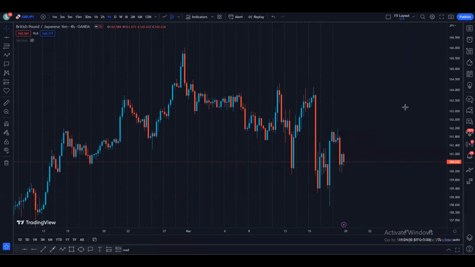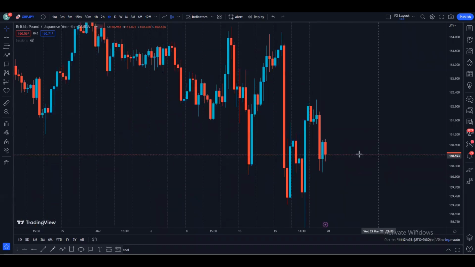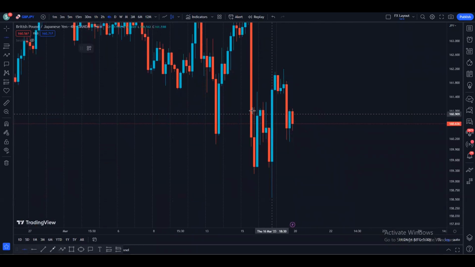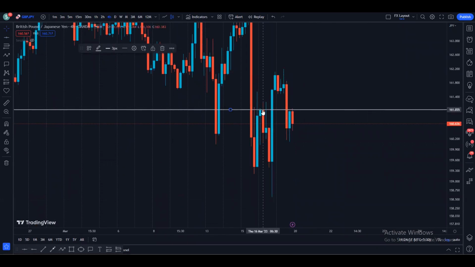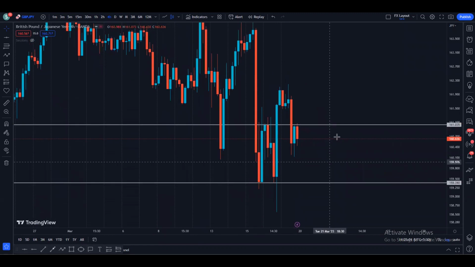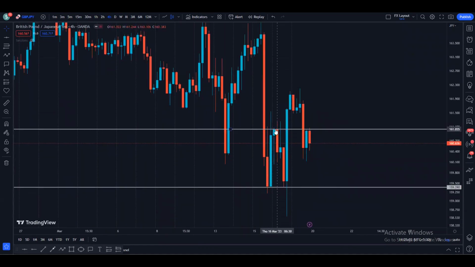And if we look more closely at what is happening on the 4-hour time frame, then we can see that this was a resistance at one time, and this is a support at the moment, right? So this was a resistance at one time, price broke and closed above, and then we formed some kind of support right here.